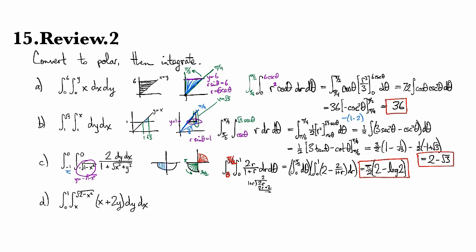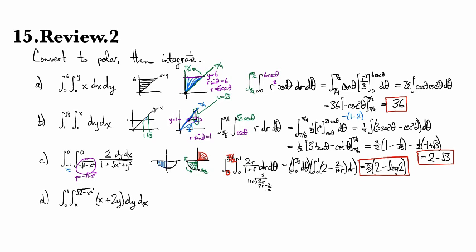And for the last one, let's see what's going on with this guy. Just decoding this one right here. This is y equals square root of 2 minus x squared. So x squared plus y squared equals 2. So it's a circle of radius root 2. So we've got something that looks like this.